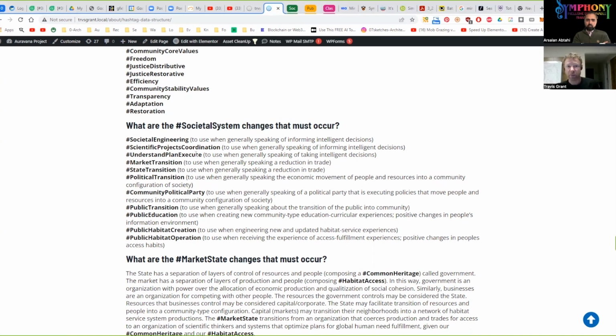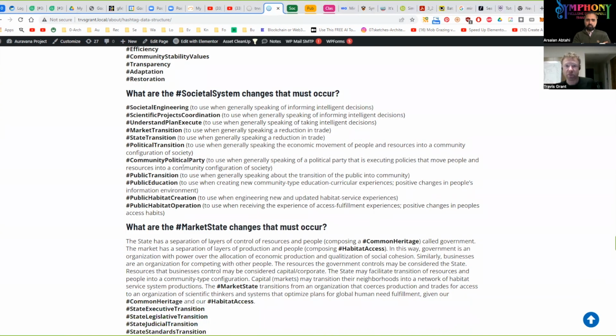We understand, we plan, we execute the market transition, the state transition, the political transition, the community political party transition, because there will need to be policy change, and that policy change will need to facilitate the movement of people and resources into a community configuration. And at the state level, a lot of people don't like talking about the state level, but at the state level, you have to then talk about political parties. Some people don't like doing that, but I think you essentially have to.